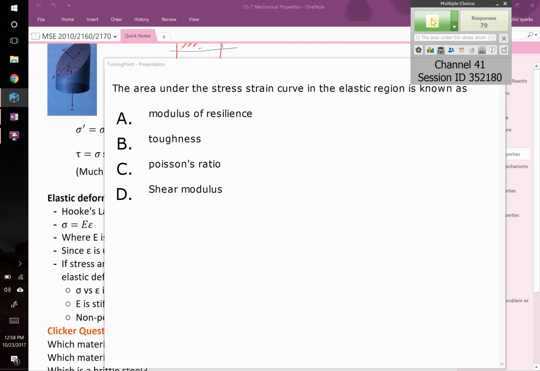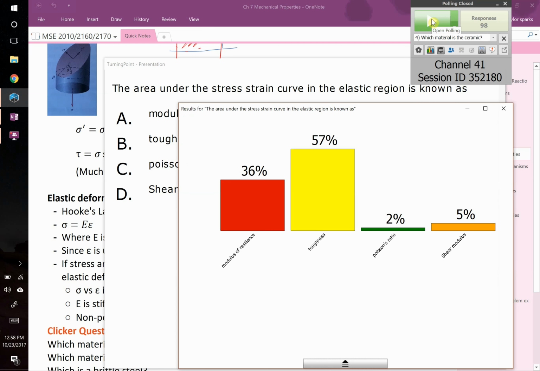Did you catch my logic for that one? I know that Young's modulus is the derivative, and since this is the area under the curve, it might also be a modulus. Okay. Not the worst logic. Okay, we're going to wrap this one up. The area under the curve is, good guess on toughness. It's actually modulus of resilience. We'll talk about that later today.